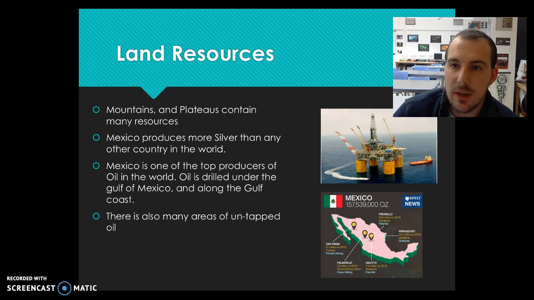Land resources. Mexico has many different land resources that are important to its geography. It is the biggest producer in the world of silver, produces more silver than any other country in the world. And it's also one of the top producers of oil. You can see an oil rig here. Oil is drilled under the Gulf of Mexico and along the Gulf Coast. There's also tons of untapped oil, which means oil that has not yet been drilled. And that's one of the concerns that people in Mexico have, that they have more that they could get to.